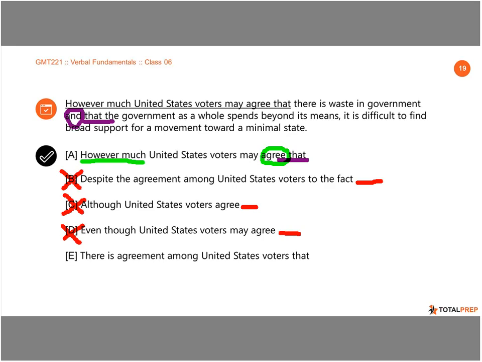Just imagine the scenario. Imagine that D and C are correct, and you have only these two alternatives left. Which one would you choose according to the GMAT criteria? C would be the right one since it's more concise, all right? In E, there is agreement among United States voters that, remember when you don't have to change the meaning, however much United States voters may agree shows controversy, that I understand there's no agreement. In letter E, you can see that there is agreement.